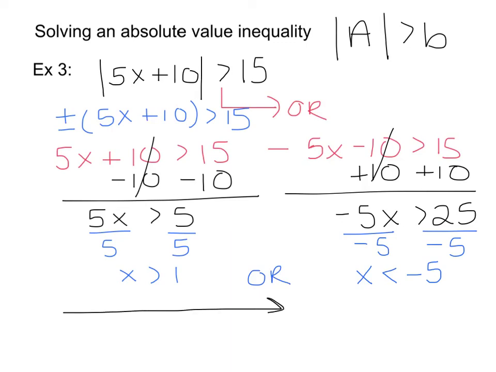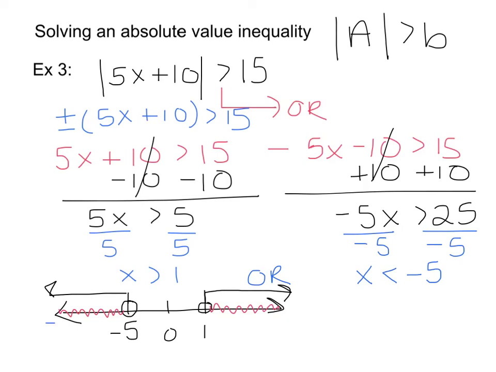Let's draw ourselves a graph. 1 should get an open circle because it's just greater, and then everywhere to the right of 1 is greater. And then negative 5 should also get an open circle, and then it's x is less than negative 5, everywhere to the left is less than. And then it has to make either one true, so you shade like so.